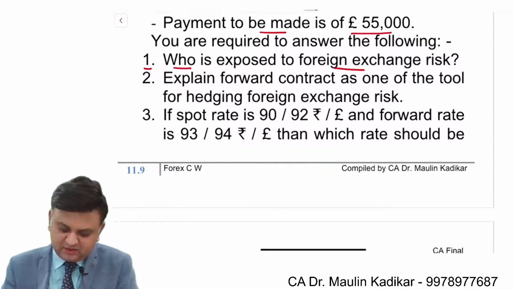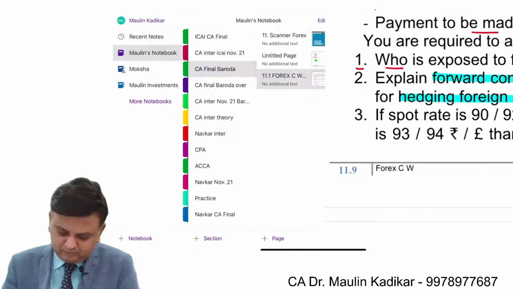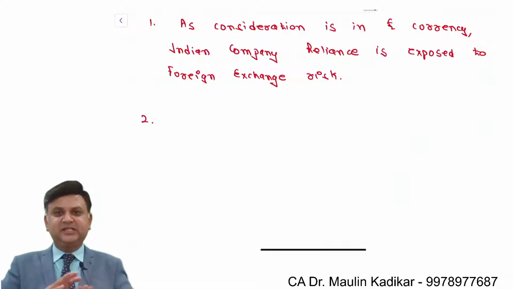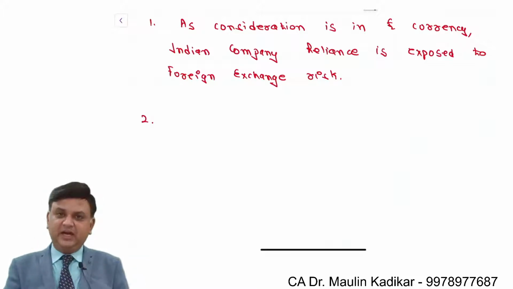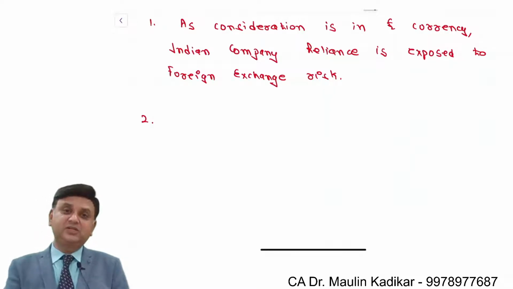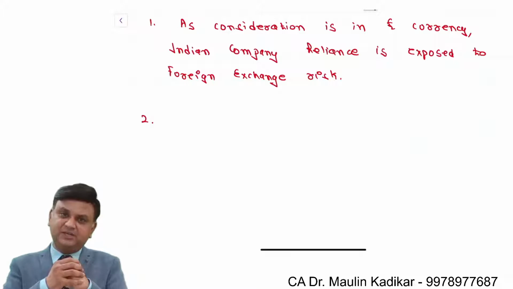The second question is a very new concept that we have. Explain forward contract as one of the tools for hedging foreign exchange risk. Friends, there are a number of tools in the market with which you can eliminate or reduce the risk in your foreign currency transaction, and that is technically given a name as hedging. Hedge means you have a protection.